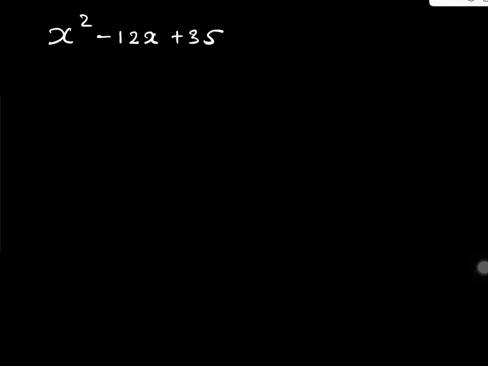Let's agree that the trinomial is x squared minus 12x plus 35. If I say factorize this trinomial, it's a quadratic expression, so it's going to have two brackets like this: x, and 5 and 7. The signs are negative and negative. This is really easy. We have done this big time.